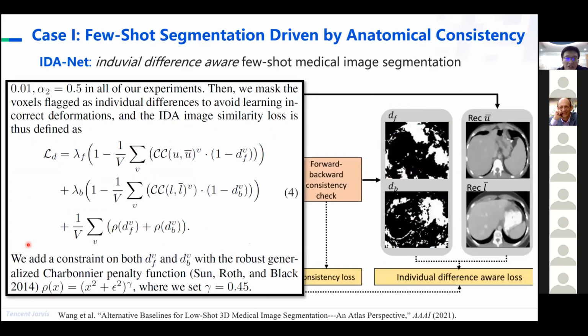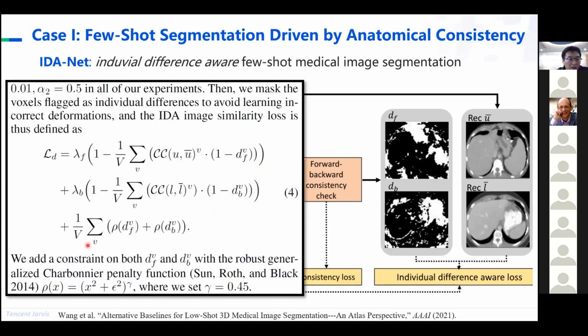So given this criterion, we can get the forward and backward difference maps as shown here. They are binary maps. The white pixels indicate places that are individually different, and black parts are shared across the patients. Then when we calculate the similarity loss between the two images, we exclude those individually different regions by this term.